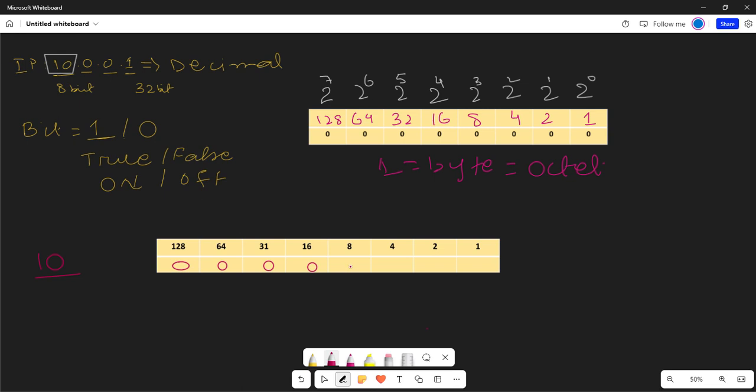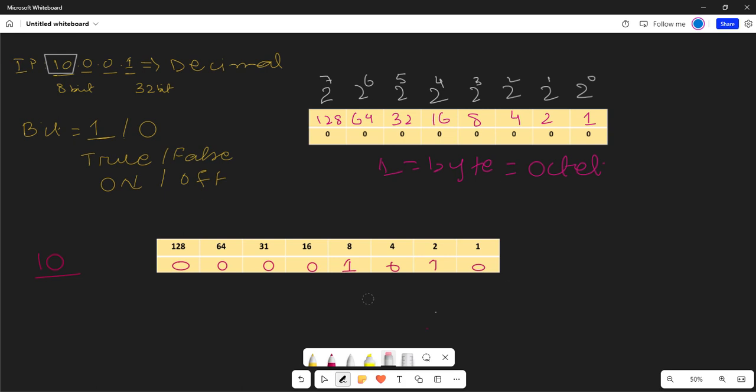Yes. 10 is greater than 8. I will turn this bit on, and I will write 10 here. 10 minus 8 equals 2. So I need a bit of 2. So is 2 greater than 4? No. Turn this bit off. Is 2 greater than or equal to 2? Yes, it is equal to 2. Turn this bit on, and the 1 is 0.